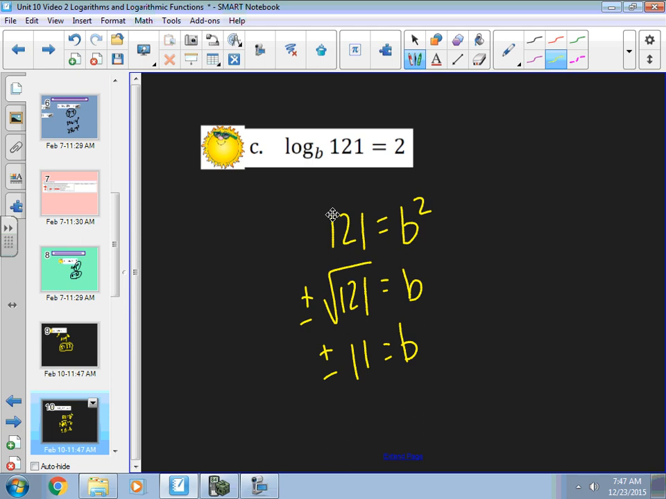But remember how we talked about, well, actually, yeah, b could be either. So I think on this one, there are two solutions, 11 or negative 11, because we're not taking the log of that number. So there would be two answers to this one.